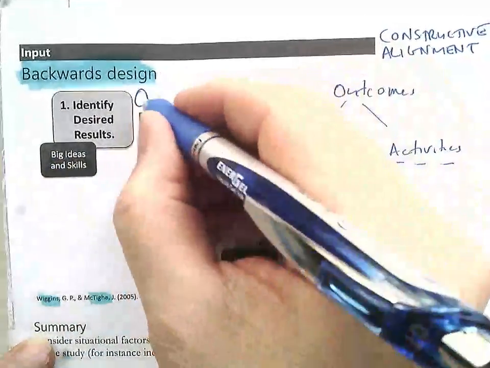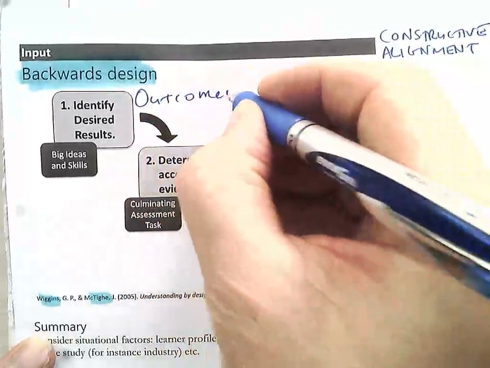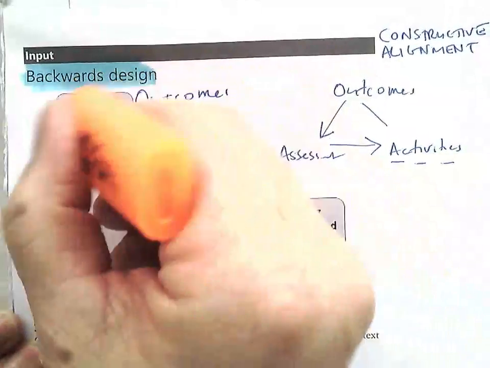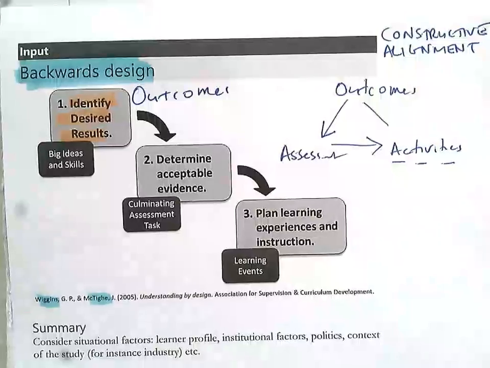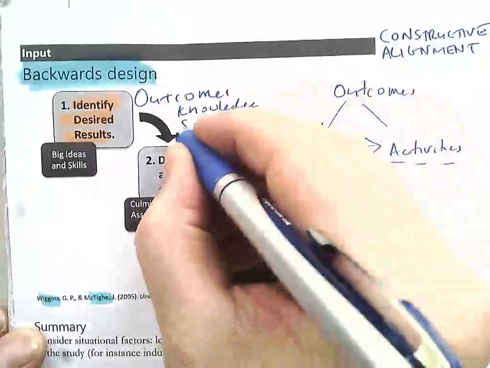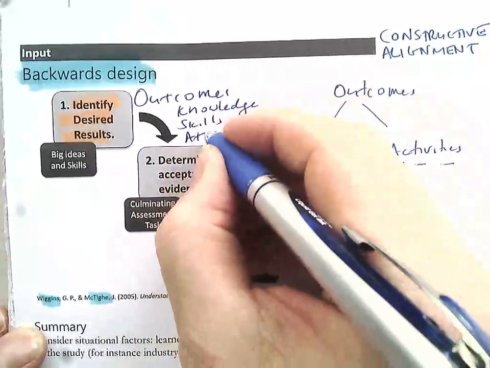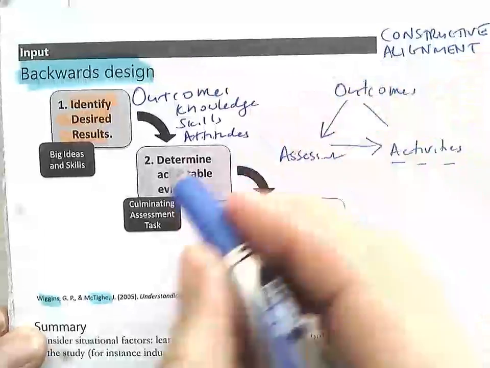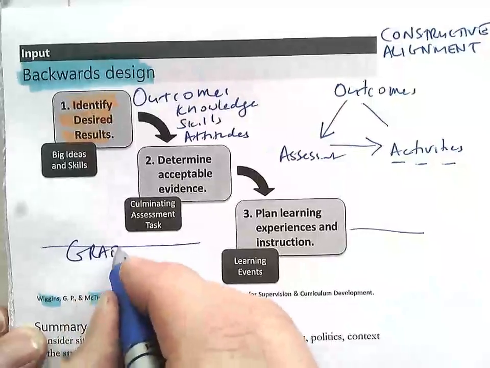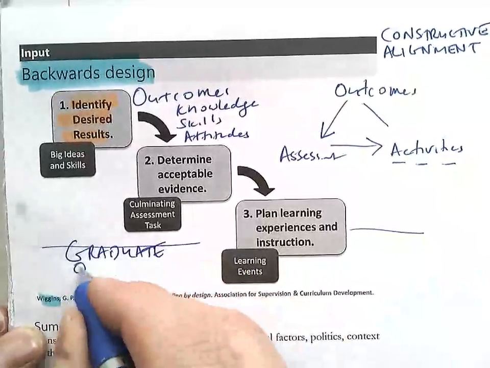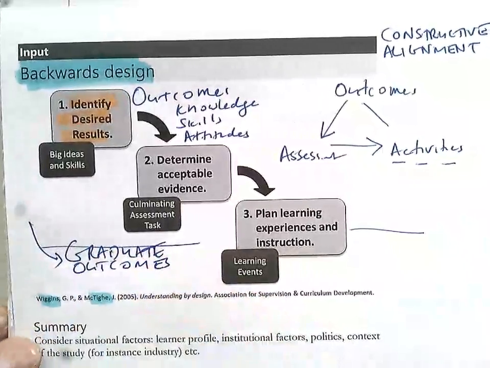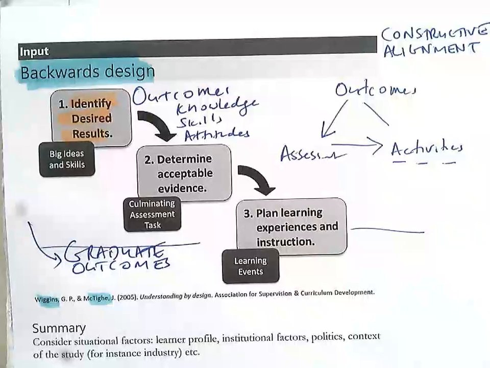Here you have your outcomes. So first, identify the desired results, and they might be knowledge, skills, and attitudes. And underlying this whole thing here, there might be the graduate outcomes. And it's really good to look at these early on in this whole process.